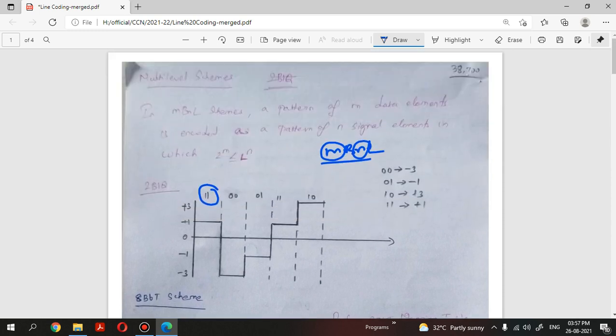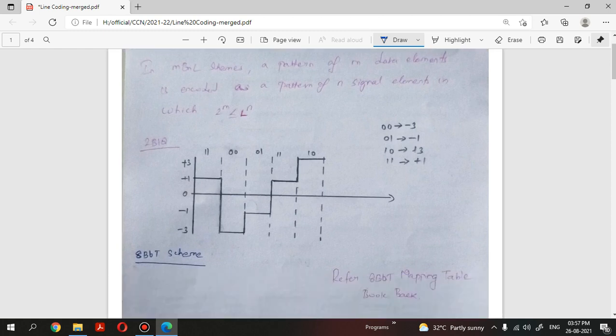That is why it is a multi-level scheme. We are encoding more data elements in one signal element so that we can get more bandwidth. That is the ultimate goal of this mechanism, and that's why multi-level schemes were introduced. The first scheme is called 2B1Q. Here two data elements are encoded in one signal element, and this is the pattern of your graph.